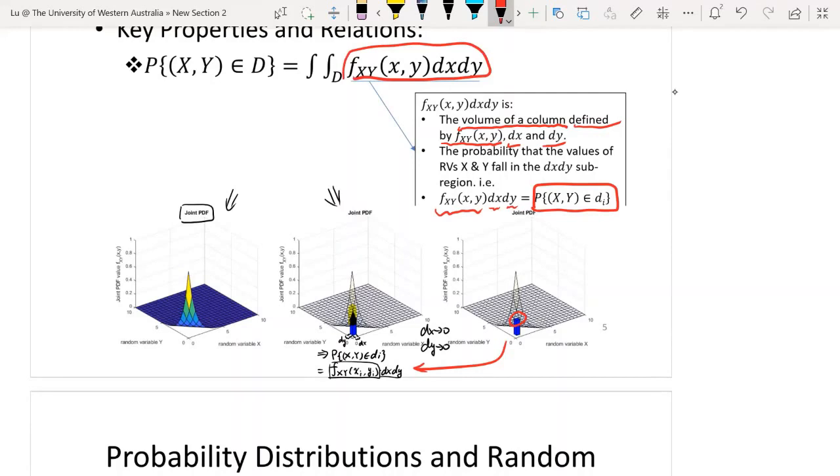But we mentioned that this big area, capital D here, contains many small sub-regions, di. So we just need to do the double integration to count all these sub-region columns and put them all together. The result is the probability that x and y fall into that big red color region, capital D.